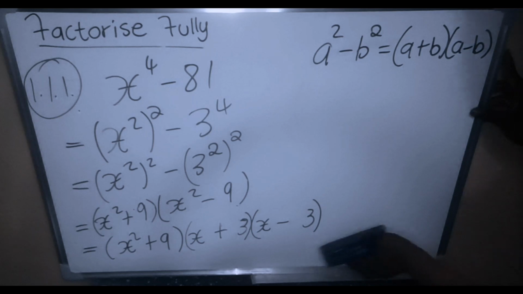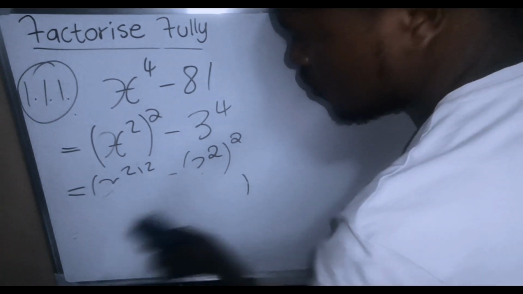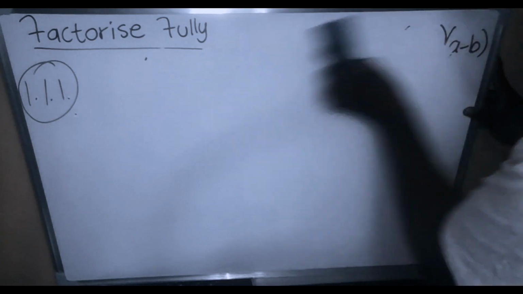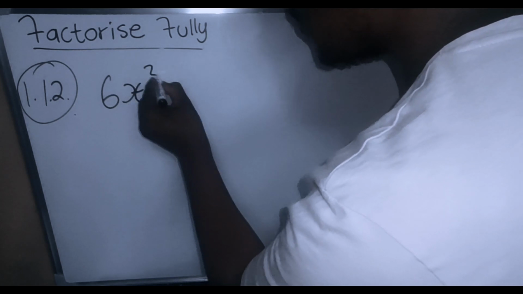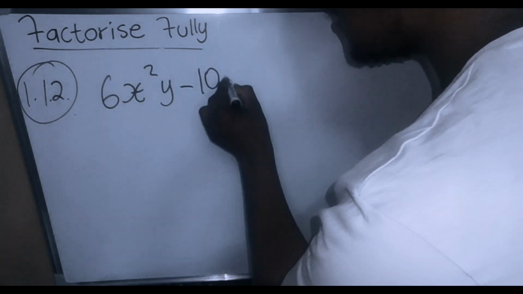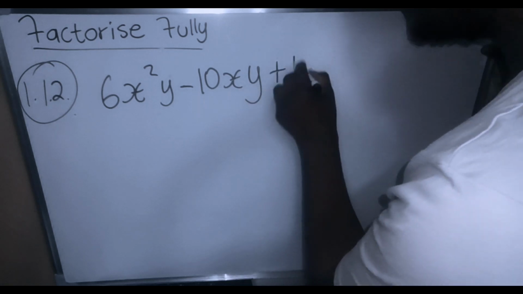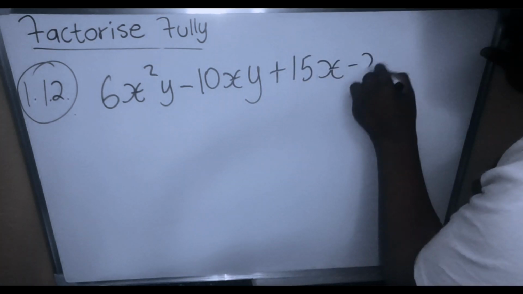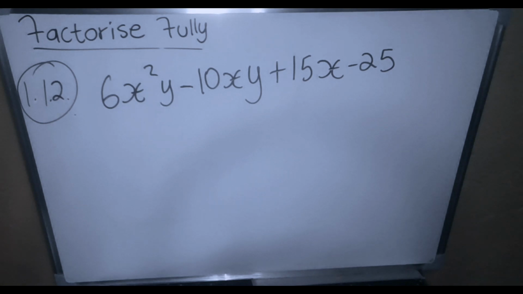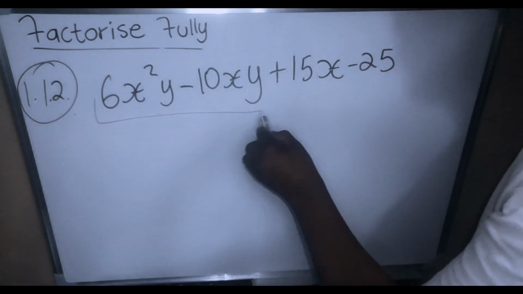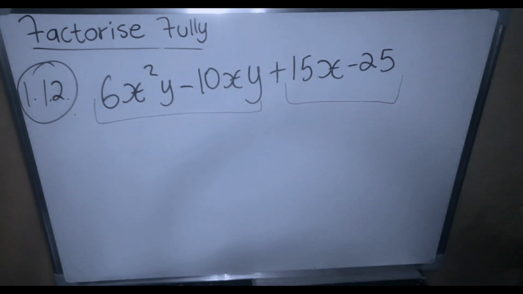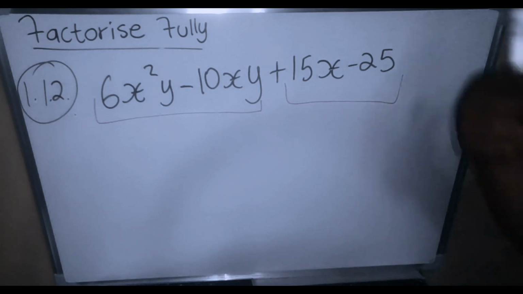Now 1.1.2, the last question here: 6x squared y minus 10xy plus 15x minus 25. This one is very good. Now, it's factoring by grouping. You first group the first 2 terms. You group them properly. You must make sure that they're similar, so you can be able to figure out the common factor.